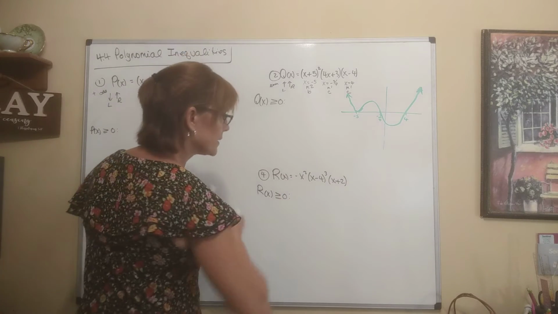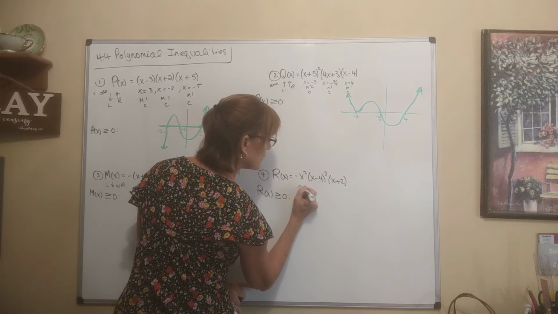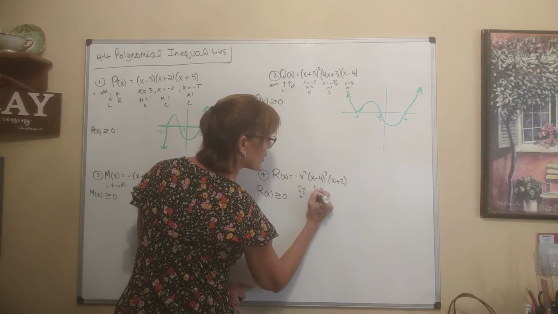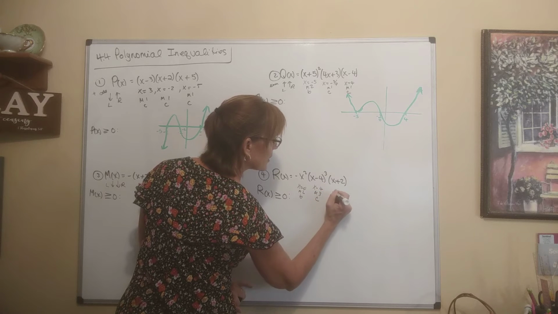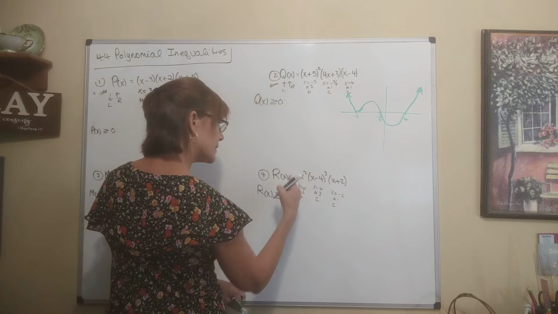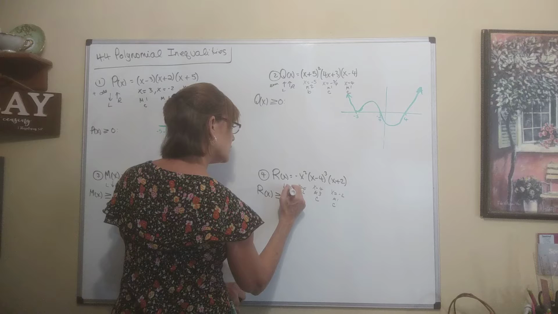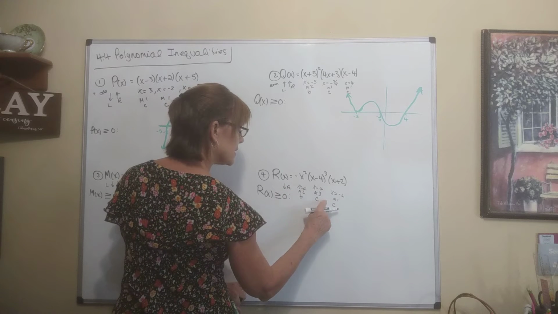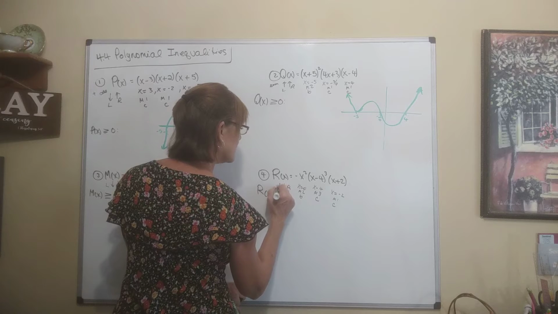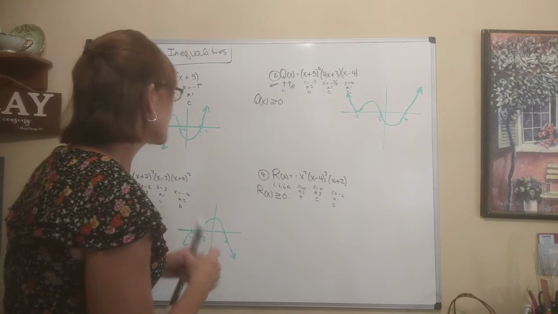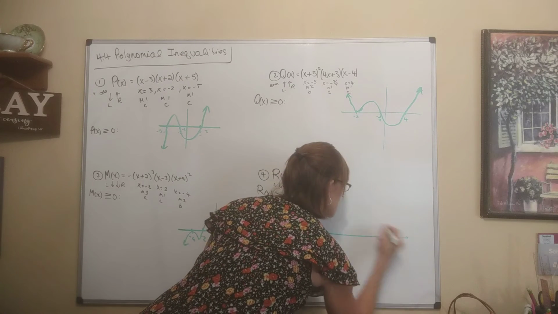Last one. X is 0, multiplicity of 2, bounce. X is -4, multiplicity of 3, cross. X is -2, multiplicity of 1, cross. All right, in behavior, it's negative, which means it's going to be down to the right. And then 2 plus 1 is 3 plus 3 is 6. It's even, which means it's also going to be down to the left. Left follows the right.